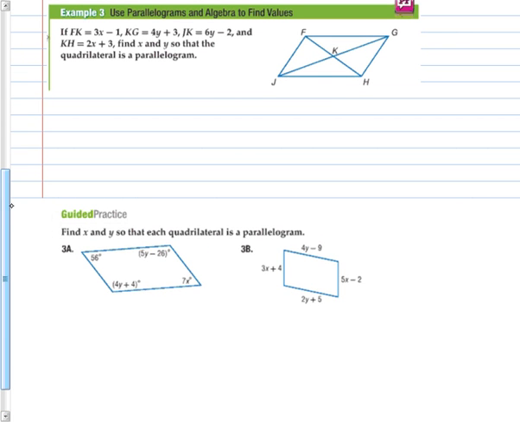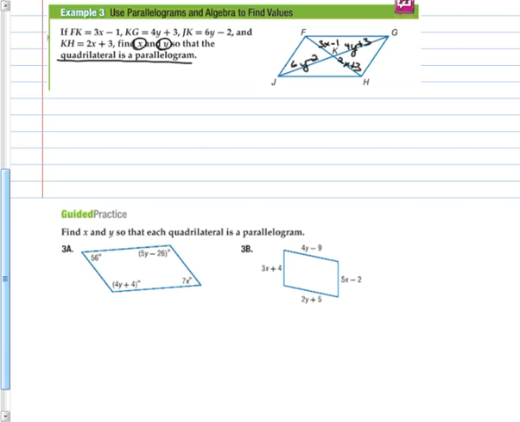So, use parallelograms and a little bit of algebra. They give us some values out here. FK is 3x minus 1, that little piece. KG is 4y plus 3. JK is 6y minus 2. And KH is 2x plus 3. Find x and y so that the quadrilateral would be a parallelogram.